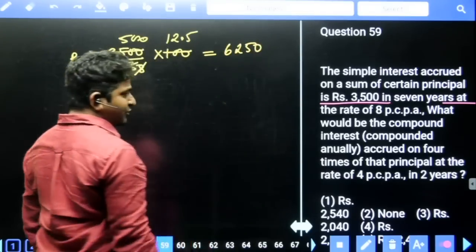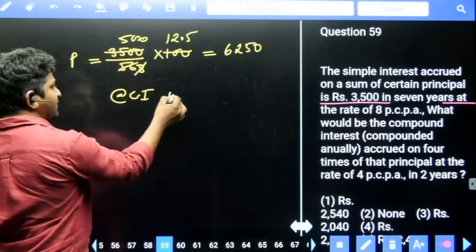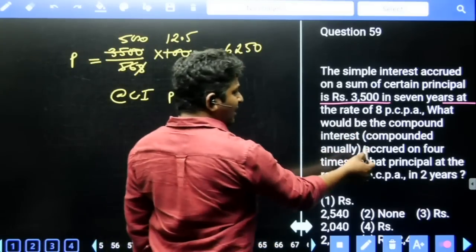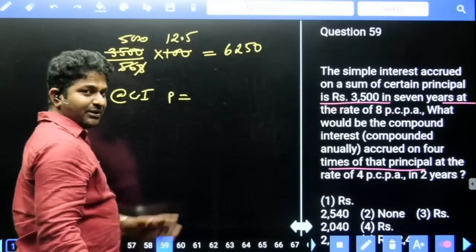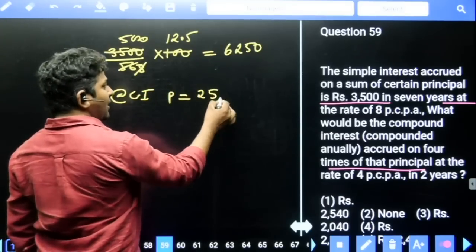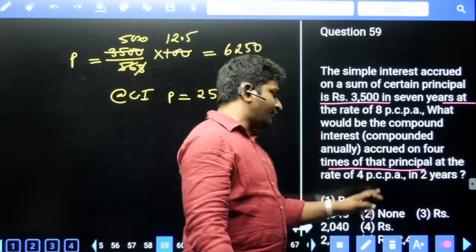This is your principal. Now, for the compound interest, your principal is 4 times this. What would be the compound interest accrued on 4 times of the principal? What is 4 times this number? Double. Double is 12,500. Again, double is 25,000. Out of this, you need to calculate compound interest for 2 years at 4% per annum.